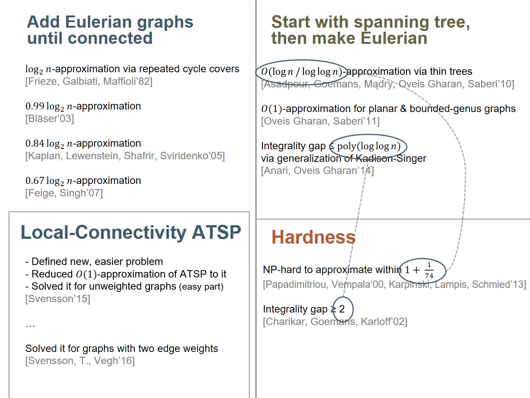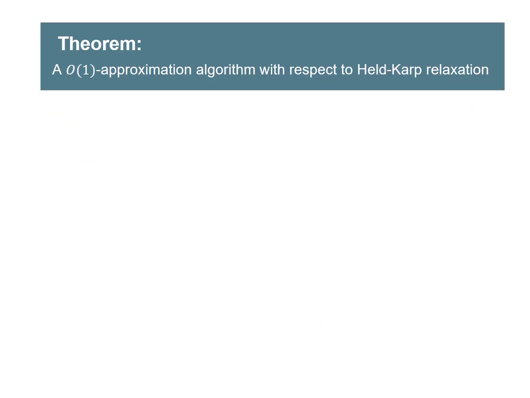So that's the history, and now we can get a constant factor approximation for the general ATSP. And this is with respect to the Held-Karp relaxation.